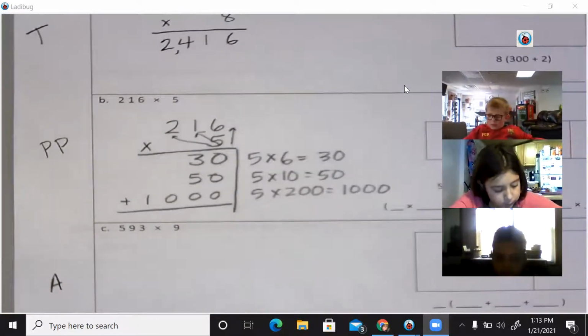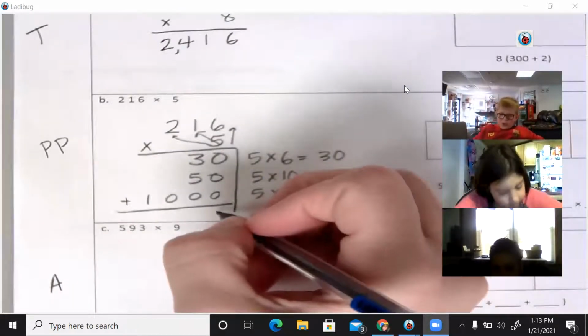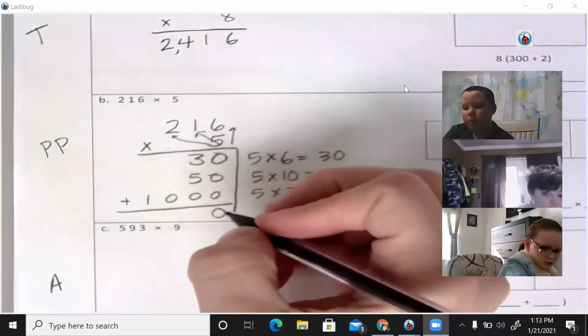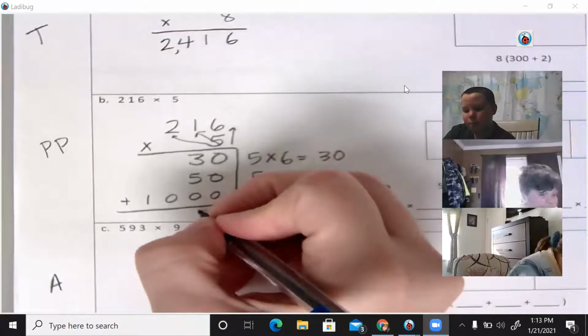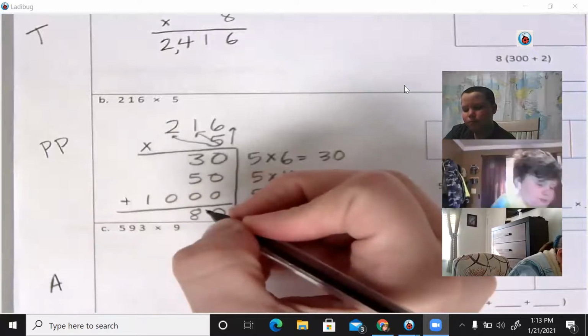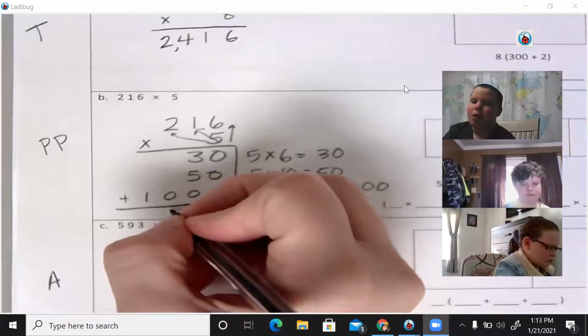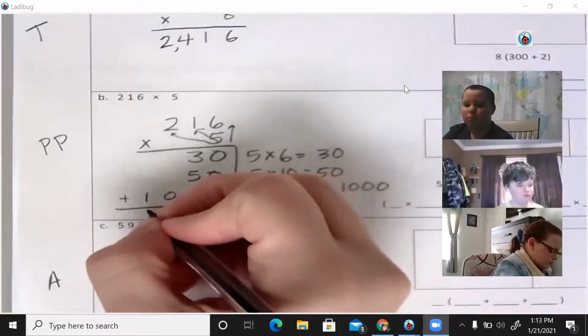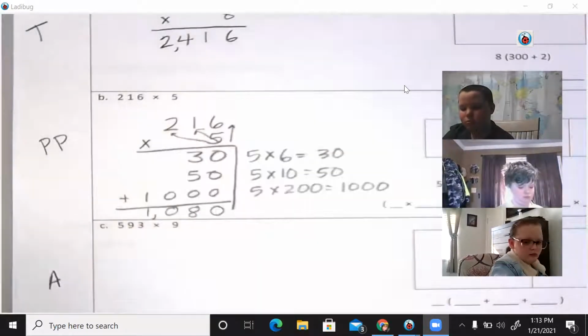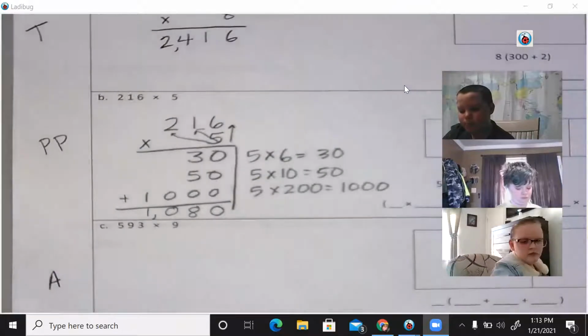So Carson, 0 plus 0 plus 0 equals 0. 3 plus 5 plus 0 is 8. Soren, are you getting this written down? All right. 0 plus nothing is 0. 1 plus nothing is 1. For a final answer of 1,080.